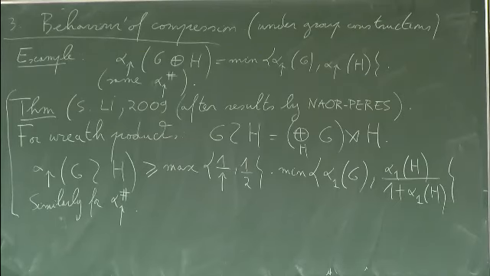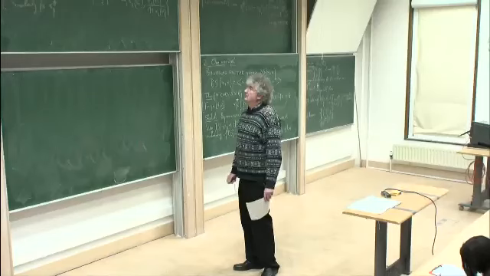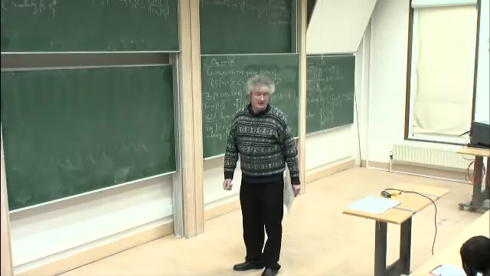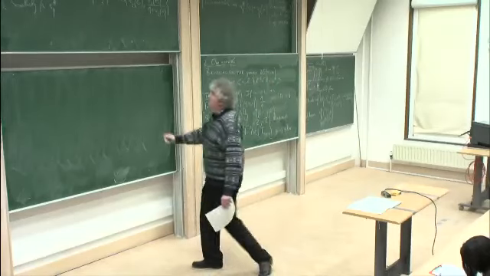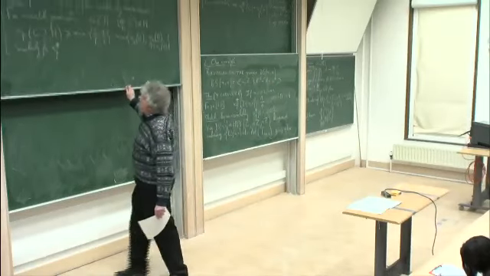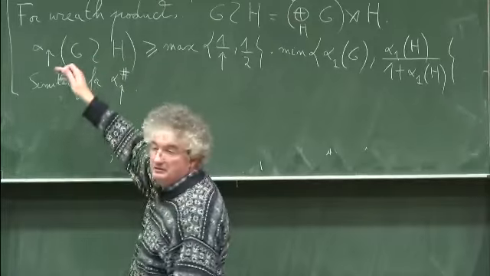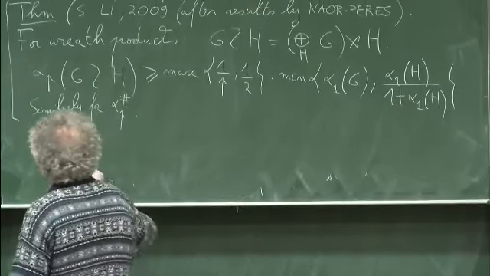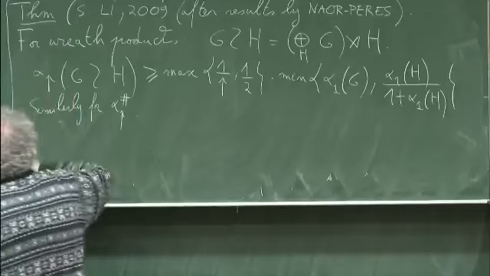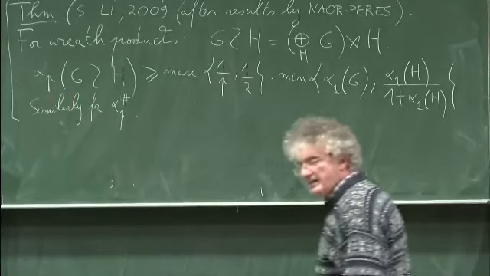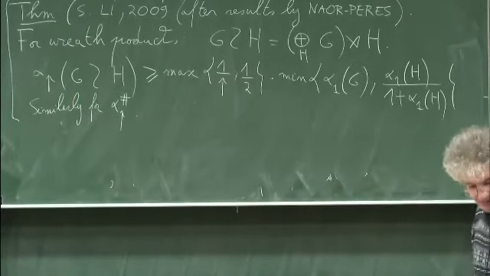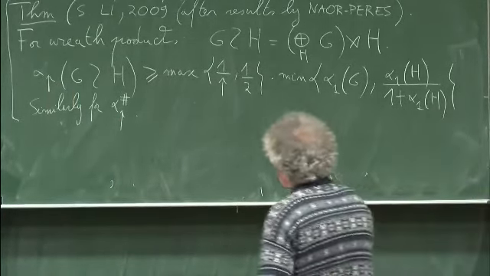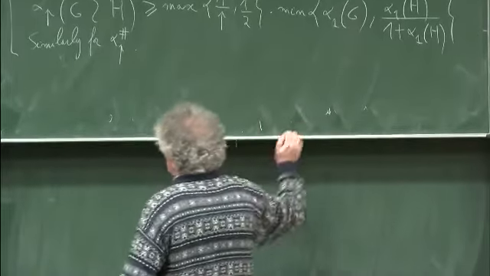Is there any upper bound? Well, the minimum of alpha p of G and alpha p of H, just because G and H embed isometrically into this Riesz product. But okay, no, I don't think there is any better upper bound.